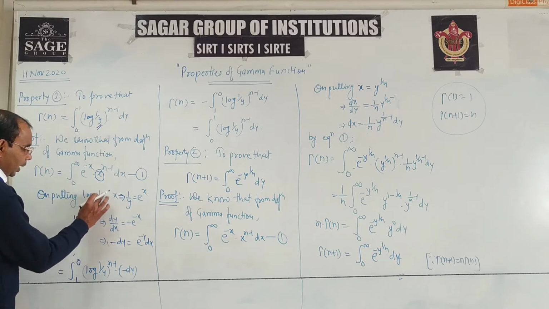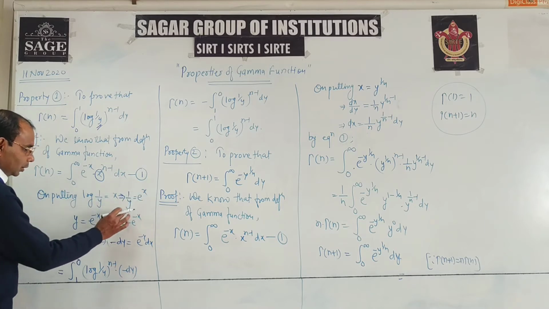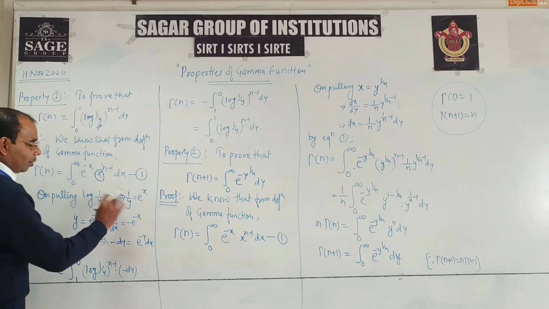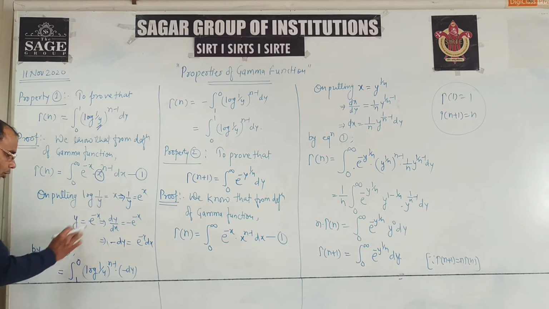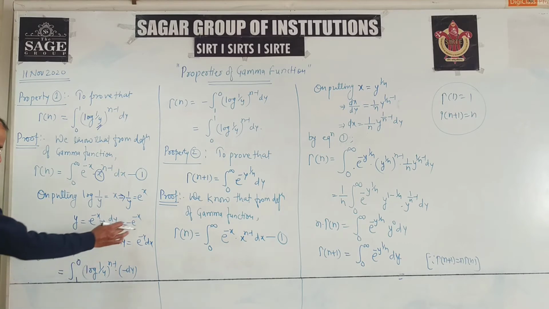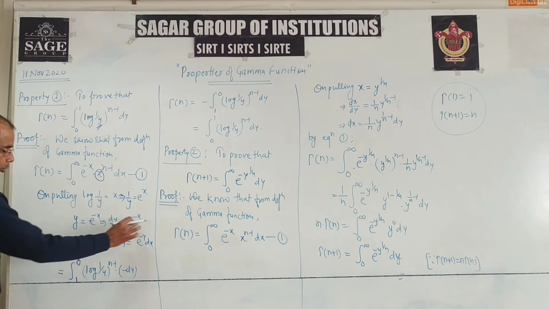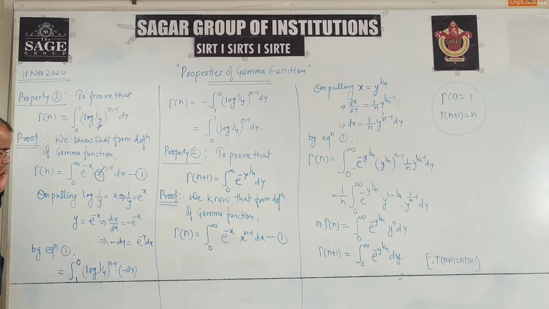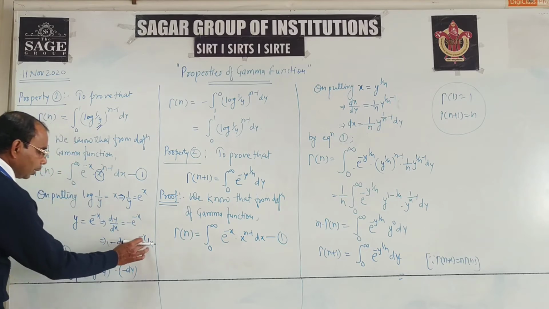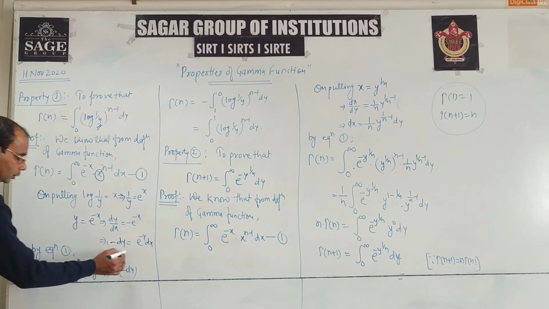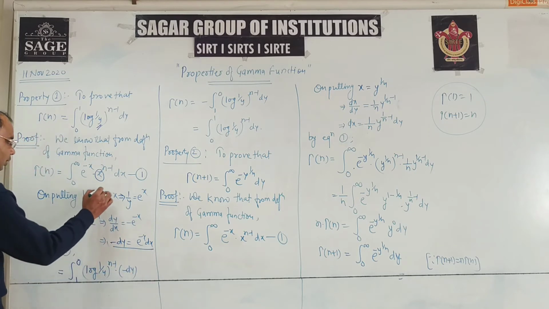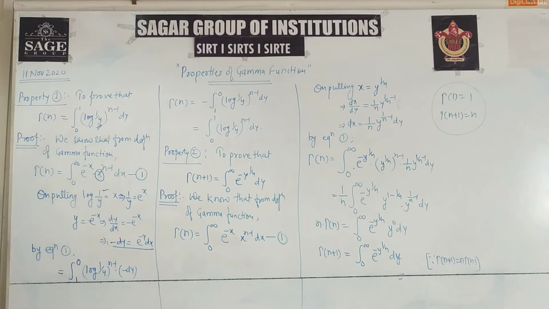Therefore 1 upon y is equal to e to the power x, and y is equal to e to the power minus x. Then dy upon dx is equal to minus e to the power minus x. Multiplying both sides by minus, minus dy is equal to e to the power minus x into dx. Putting these values in equation 1, the limits will be changed as per the substitution.